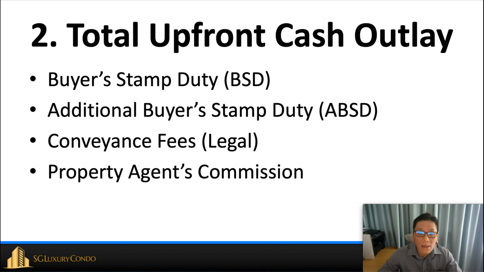Now the second calculation we need is to calculate the total upfront cash outlay. It will be based on 4 components, because some of my clients ask me, James, is there any hidden costs? So I will put everything up very transparently for them. These are all the additional costs you need when you are buying a property. First is the buyer stamp duty. Second, if you are a PR, foreigner, or buying your second property, you have the ABSD. The third is your conveyance fee, which is your legal fee, and the fourth is your agent commissions.